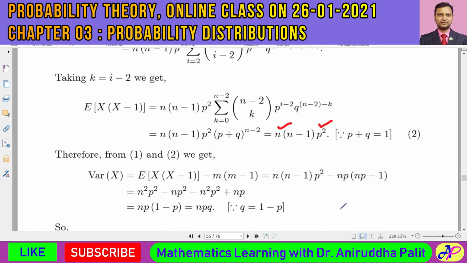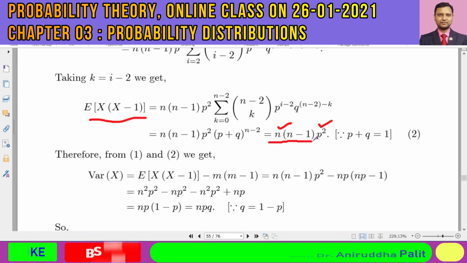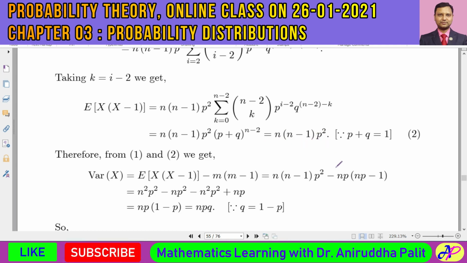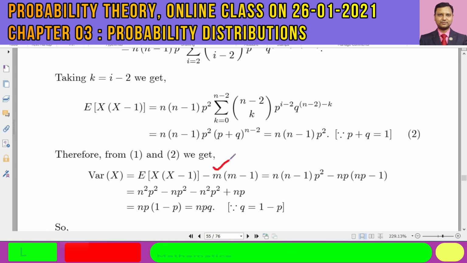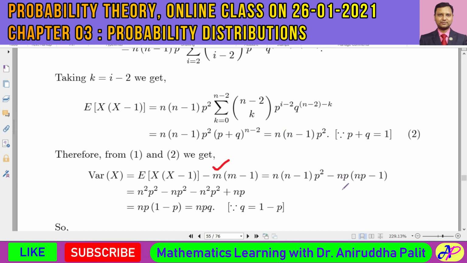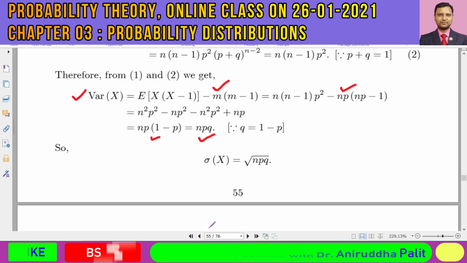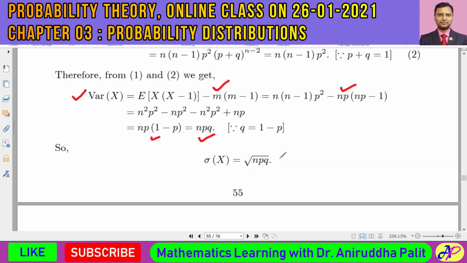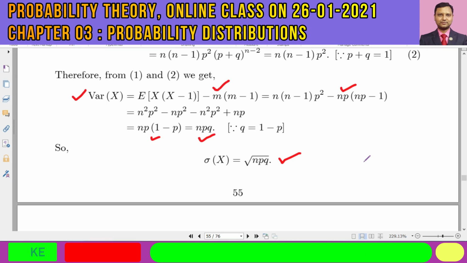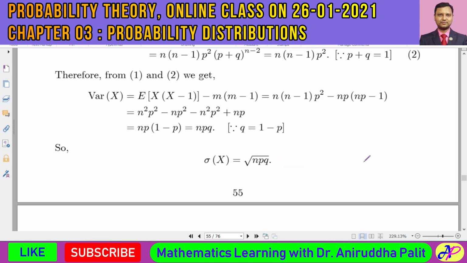All right, so ultimately we have this result, that the expectation of x into x minus 1 is equal to n into n minus 1 into p square. We already know the mean value in case of binomial distribution, so we can put m equal to n into p, and after computation we get that the variance of x is equal to npq, or np into 1 minus p. Got it? Therefore the standard deviation should be the positive square root of npq. This is the standard deviation of the binomial distribution.